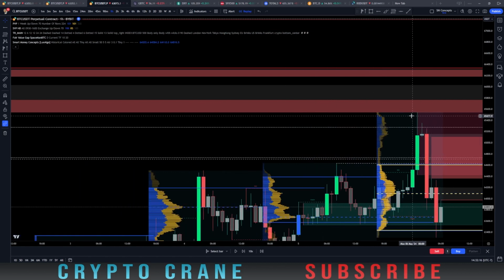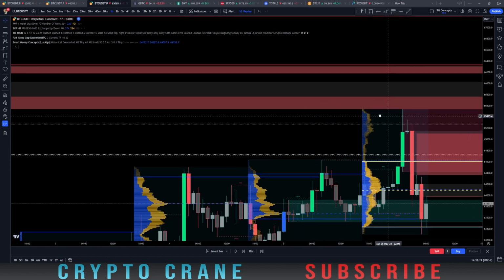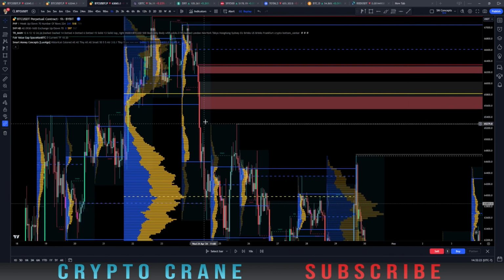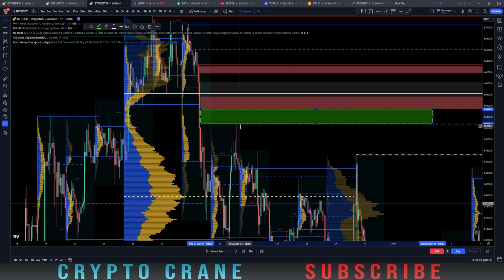We swept the level, went up into a fair value gap. It doesn't show that the gap was here because we already wicked through, but this is where the fair value gap was, this sweep, right?